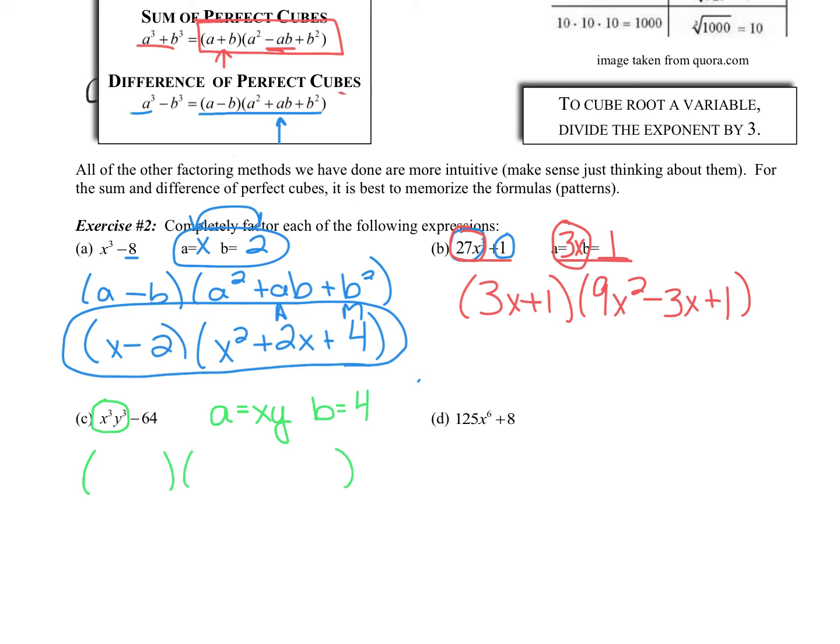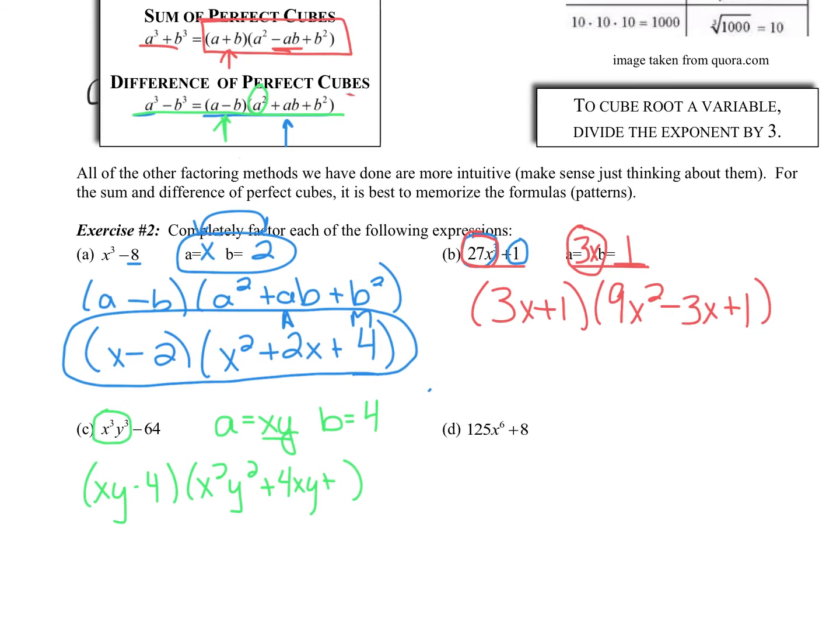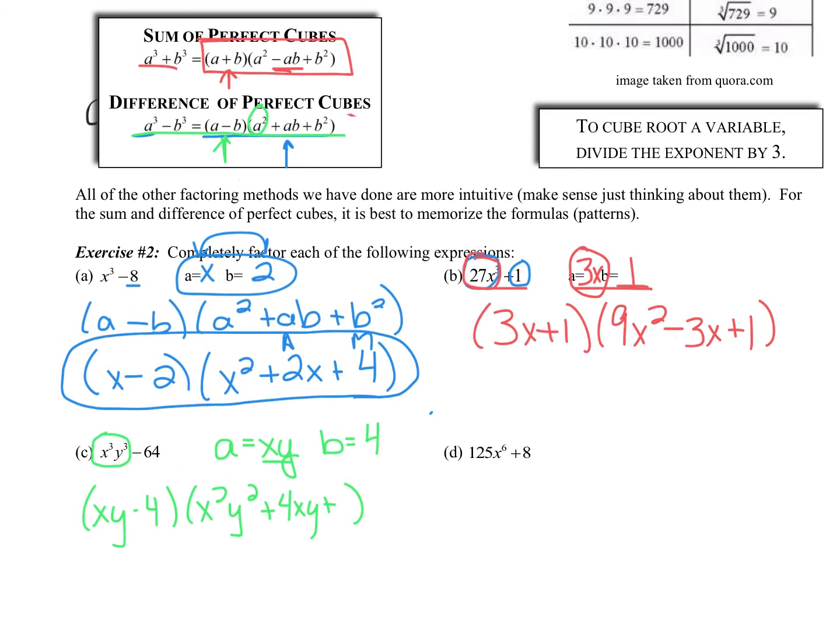So I look up my formula, and that's the a cubed minus b cubed formula. So a minus b will be xy minus 4. This is a little tricky here for a squared. I want to square this, so I get x squared y squared. Putting them together is going to be 4xy. And at the end, 4 squared is 16. Okay, so that is my answer to that one.